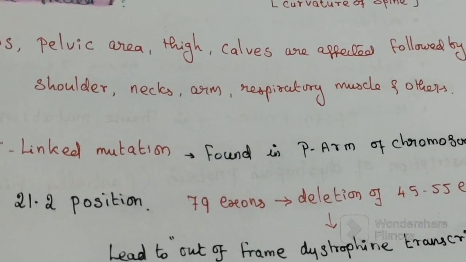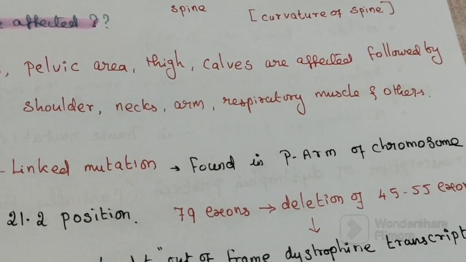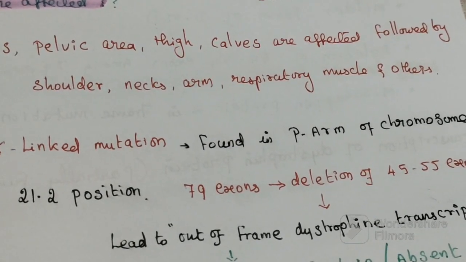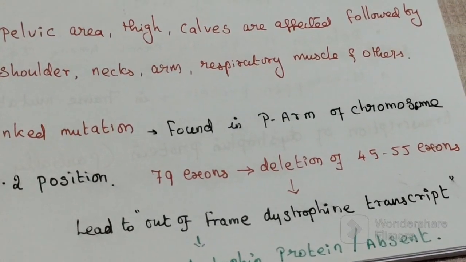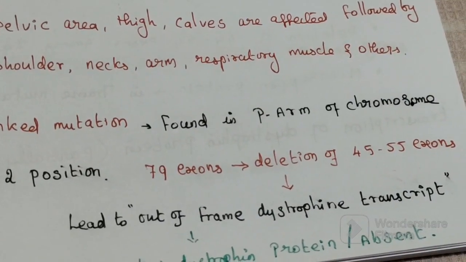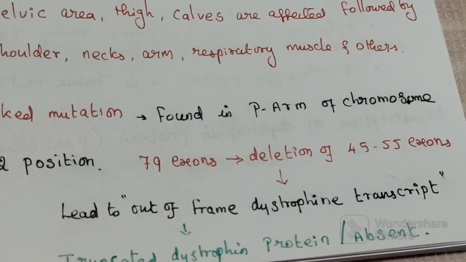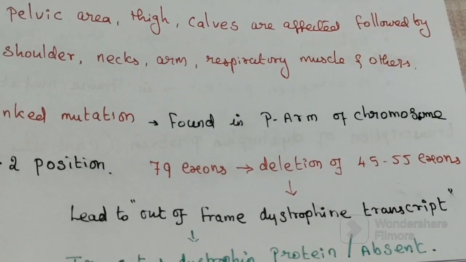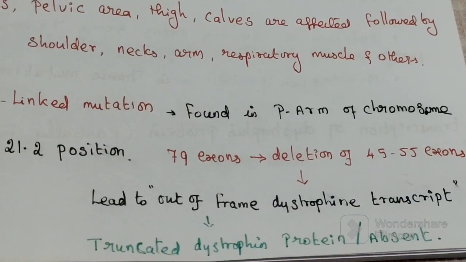So this one is X-linked, with a mutation found on the p arm of the chromosome at 21.2 position. It has 79 exons, with deletion of exons 45 to 55. So it leads to an out-of-frame dystrophin transcript, giving rise to truncated dystrophin protein. This leads to Duchenne muscular dystrophy.